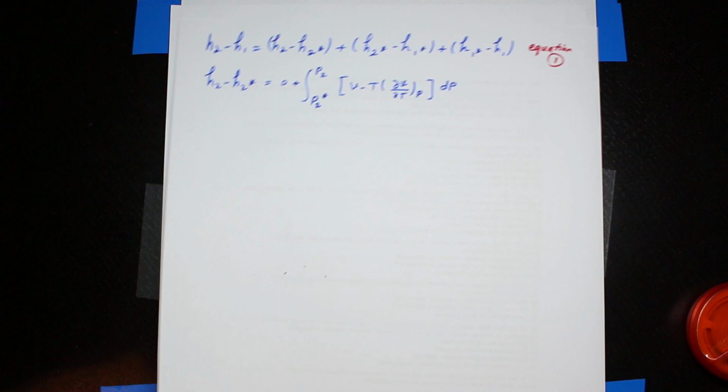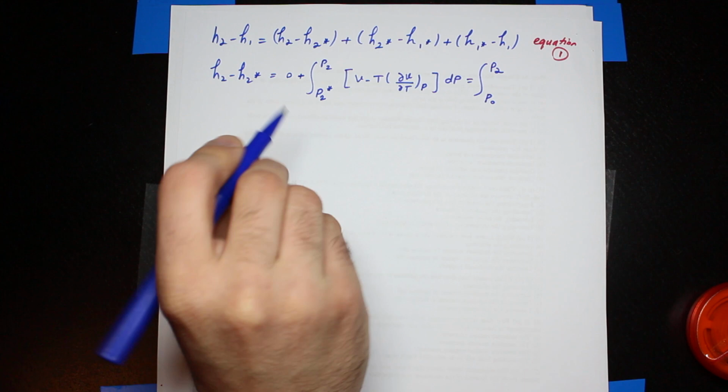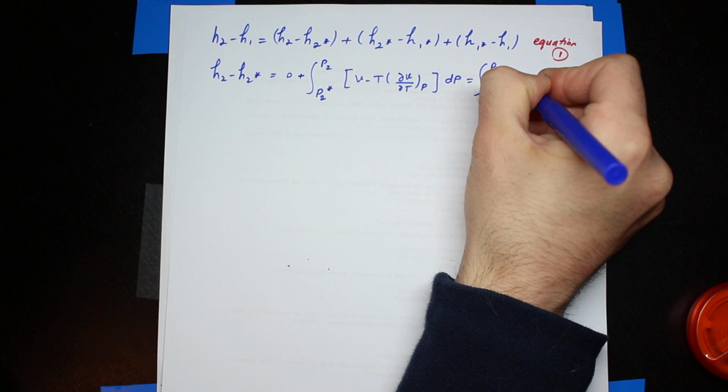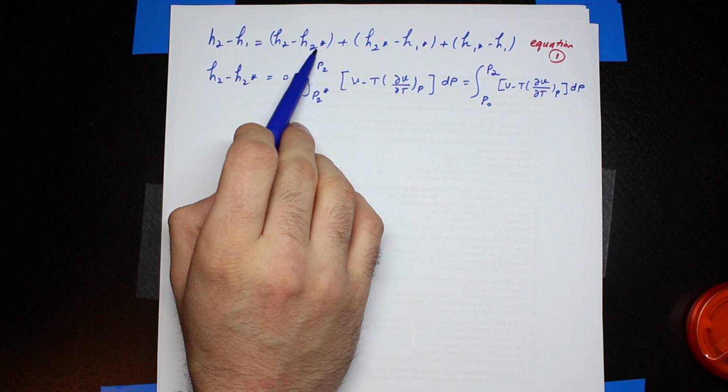All right, so I can simplify this into P0 to P2. Instead of this, I just write P0 and then I keep the bracket, which is V minus T partial V partial T at constant pressure dP. So that was the first term that I had on the right hand side.